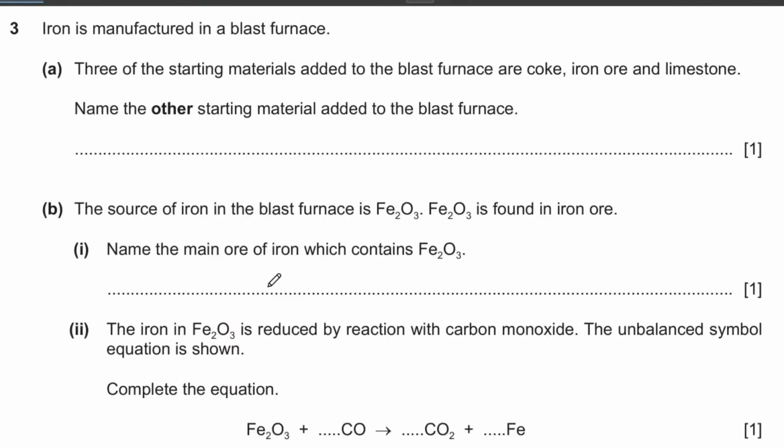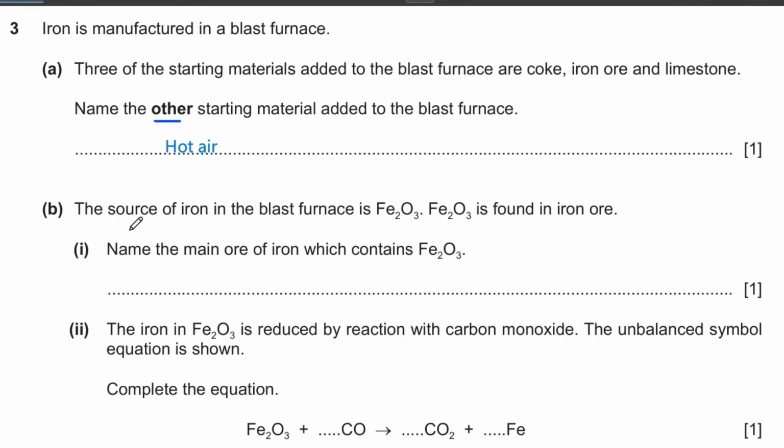Question 3. Iron is manufactured in a blast furnace. Three of the starting materials added to the blast furnace are coke, iron ore, and limestone. Name the other starting material added to the blast furnace. So take no order. We are not expected to mention the ones that have been mentioned. What other material do we add at the start of the manufacture of iron in a blast furnace? The answer is simply hot air. So hot air is one of the starting materials that is added.